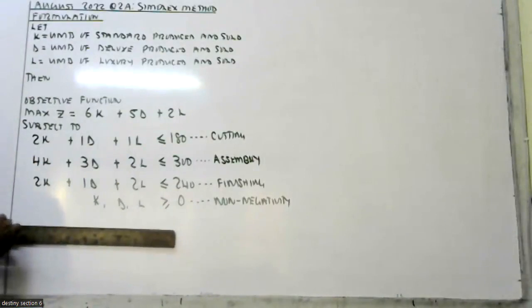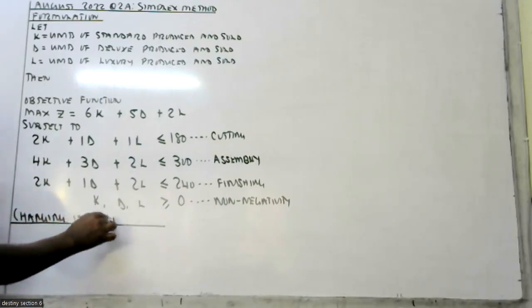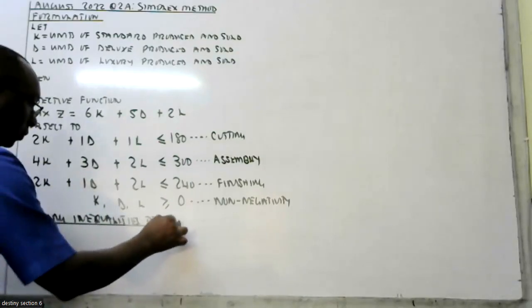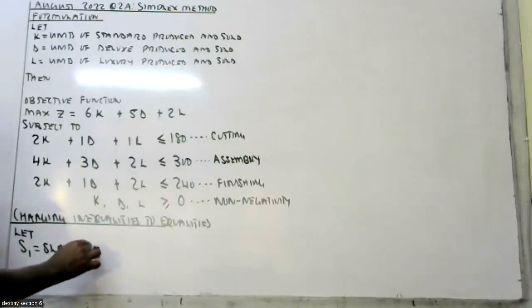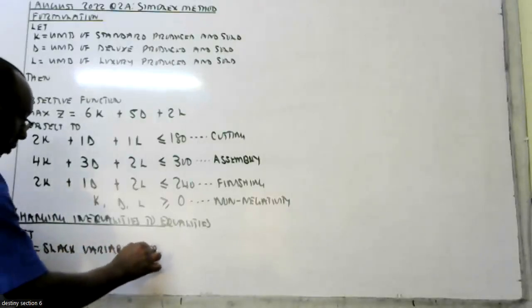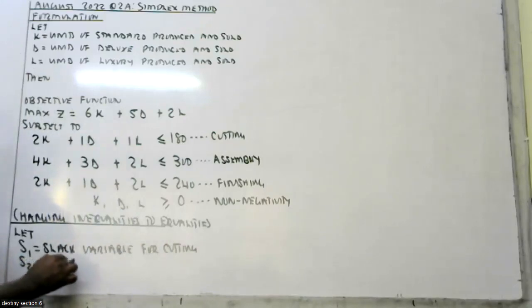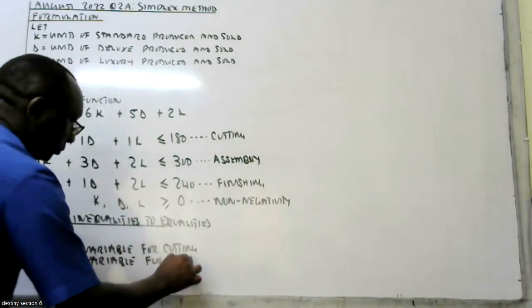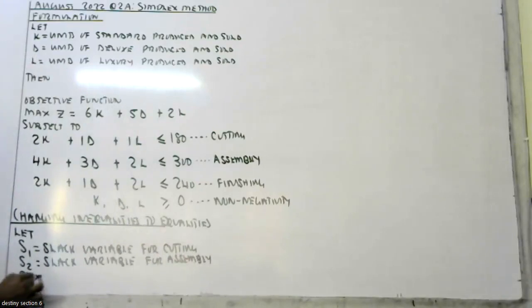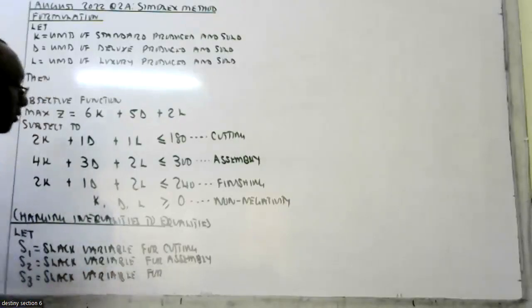After that, as I have told you, what we do is change the inequalities to equalities. So you say let S1 be the slack variable for cutting, S2 the slack variable for assembly, and S3 the slack variable for finishing.